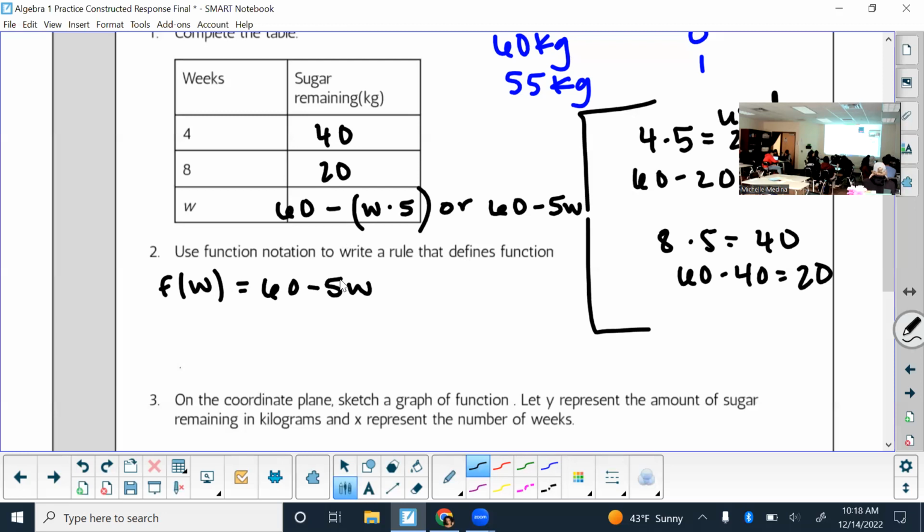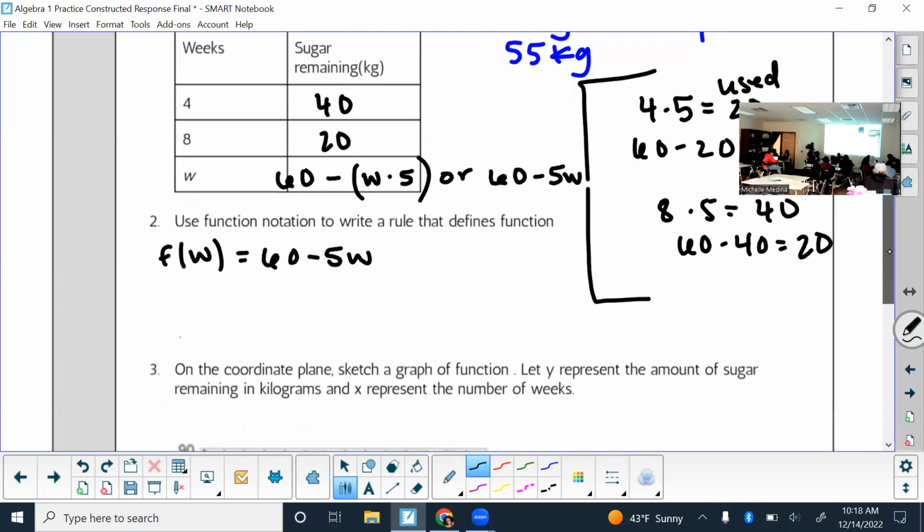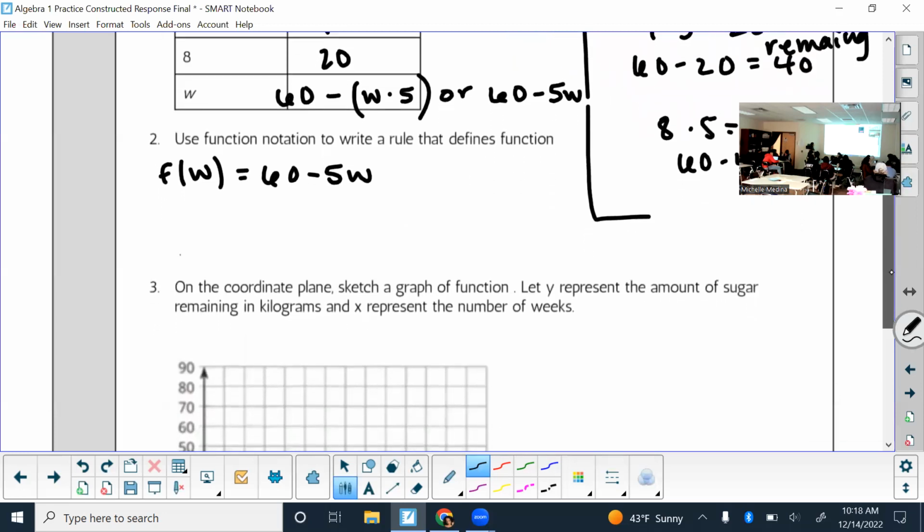Make sense? So then for number three, it says on the coordinate plane, sketch a graph of the function.